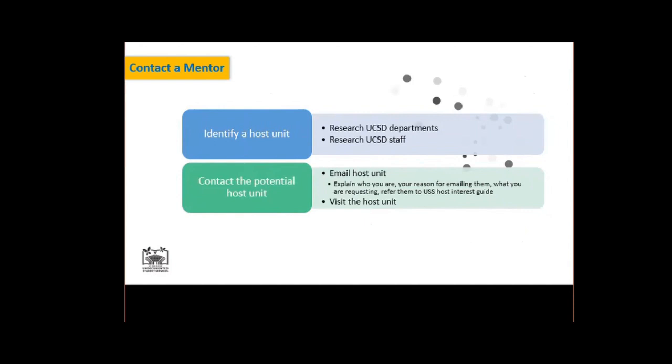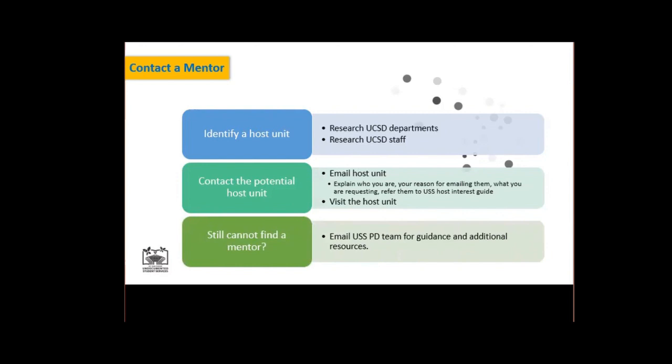Now, the same thing holds true if you were to visit potential hosts in person. You would introduce yourself, tell them what you're seeking, and where they can find more information if they were interested. The important thing is to stay persistent when looking for a UCSD mentor. If you're accepted to a fellowship program, you will receive more information on how to find a mentor on campus, but we recommend that you start your search as early as possible. Once you're accepted, if you're unable to confirm a learning opportunity after reaching out to various potential mentors, please reach out to us, the professional development team, and we can help guide you towards finding a mentor.